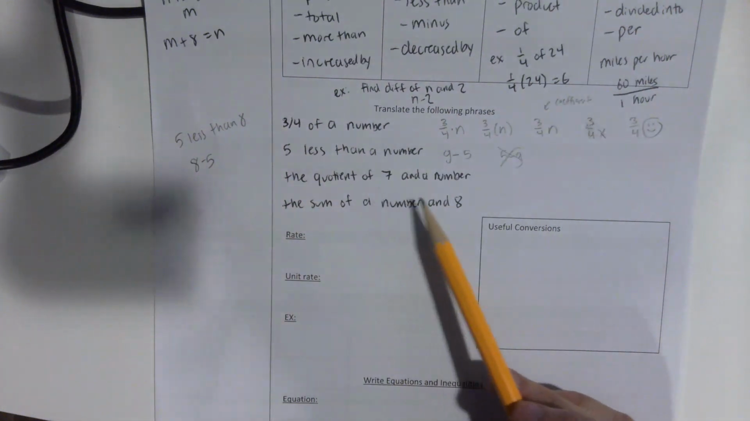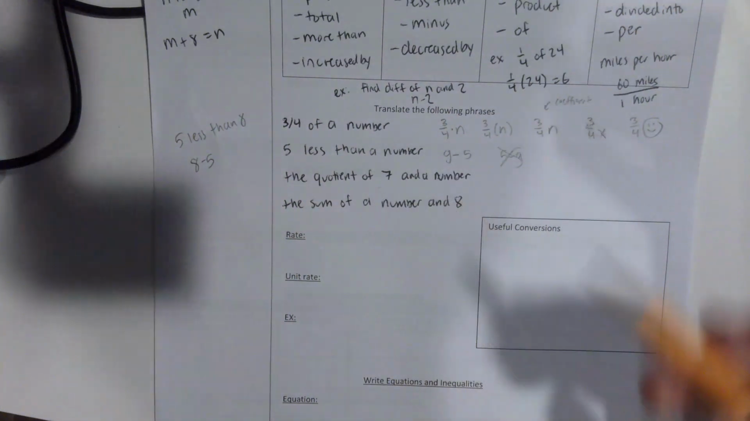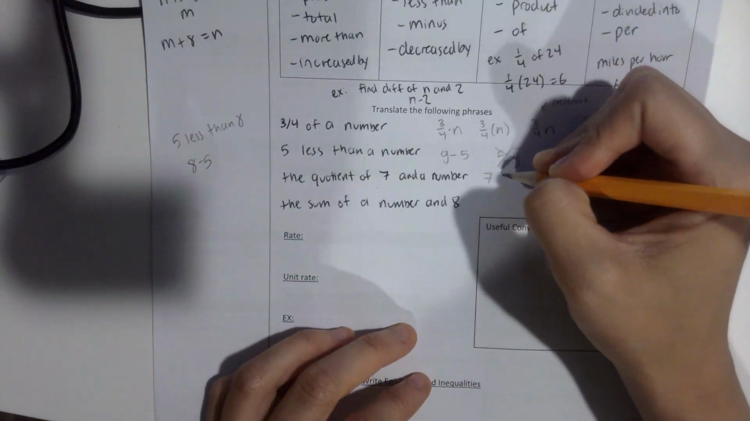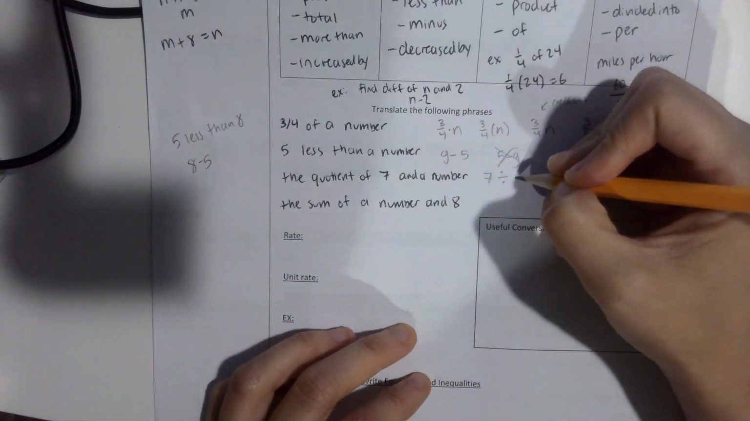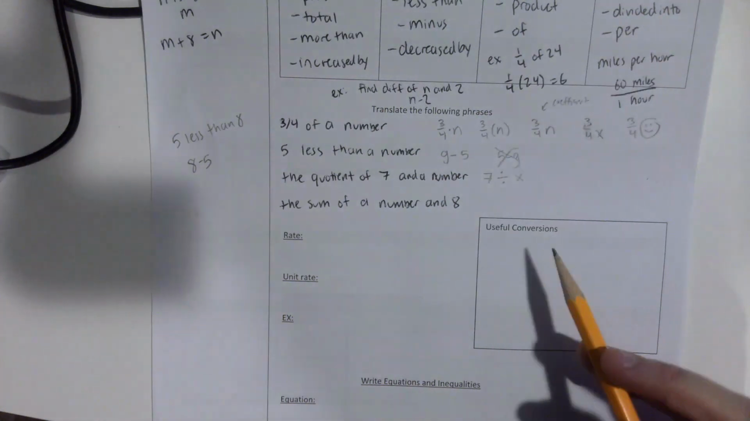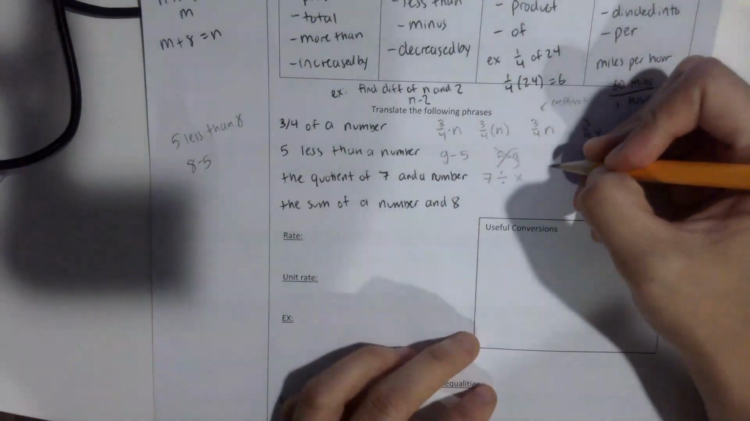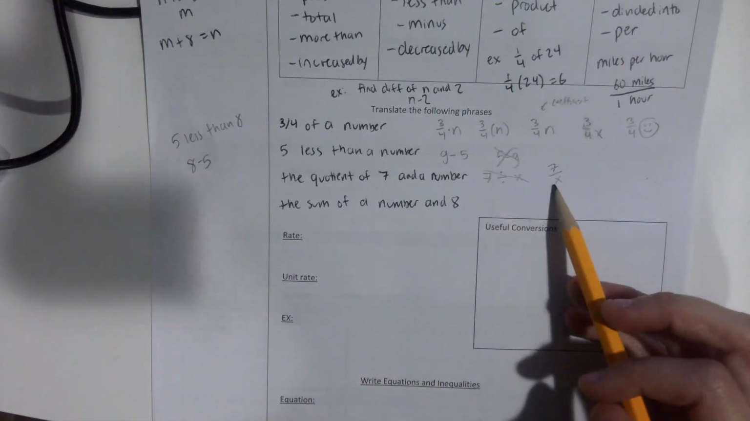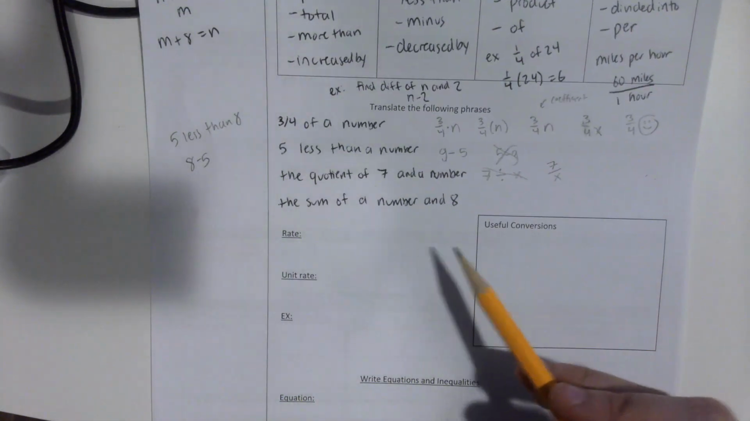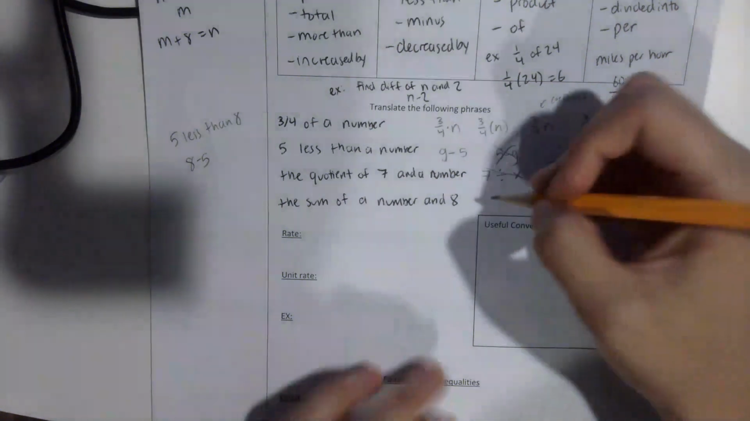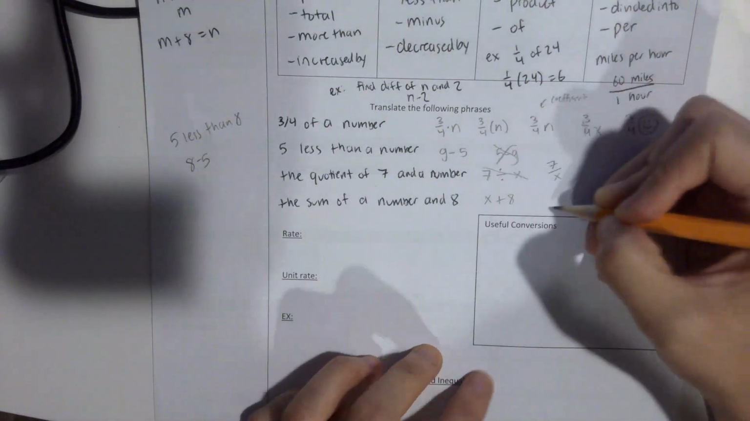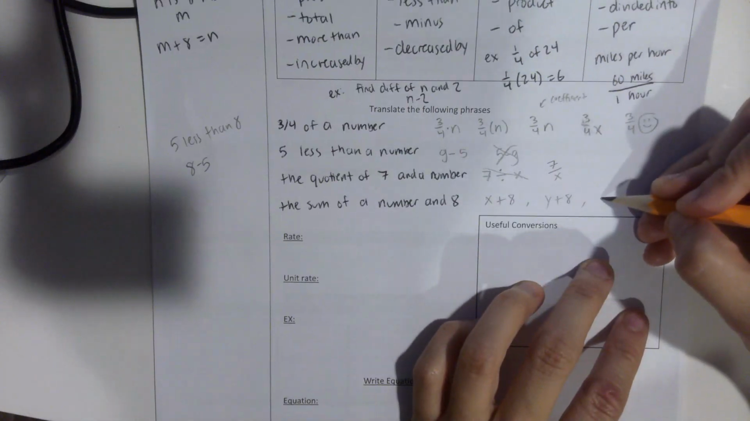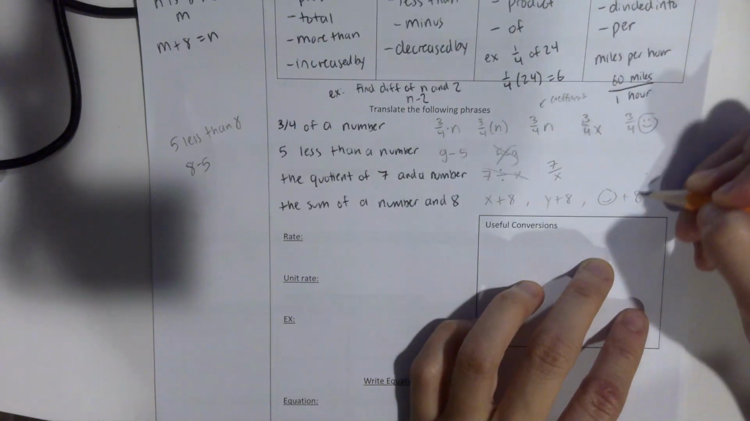Okay, so the quotient of 7 and a number. So quotient is divide. So we could write it like 7 divided by x, but we want to start writing with fractions. So we would actually want 7 over x. So this is right, but we want to write it like this. And then the sum of a number and 8, x plus 8. We could do y plus 8, right? Any variable. Smiley face plus 8.